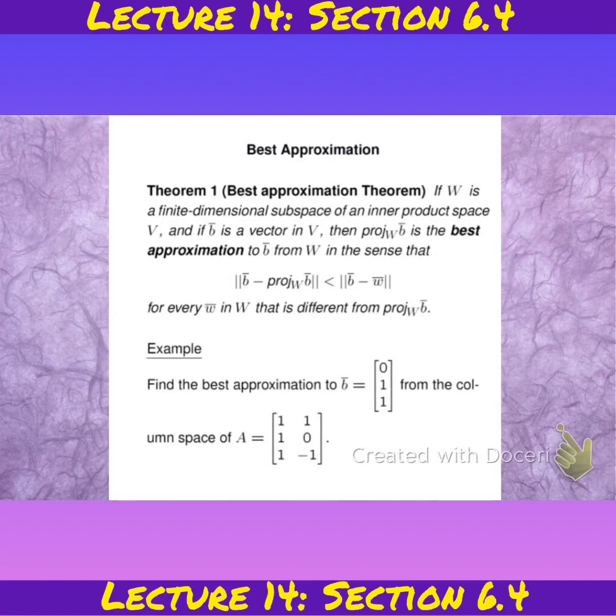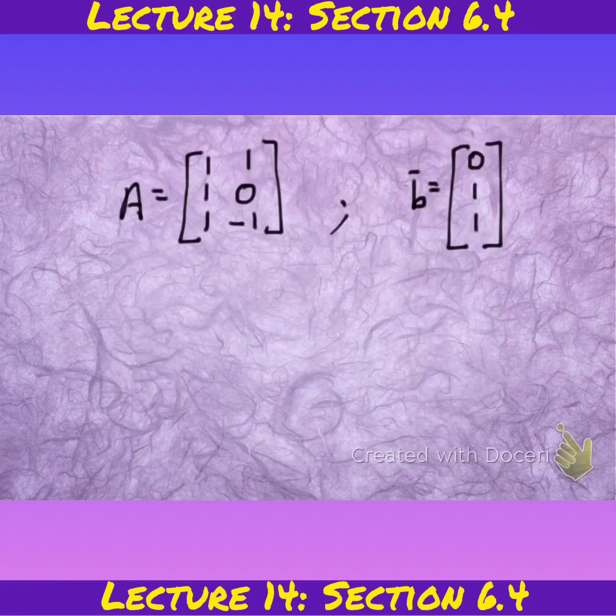Right, so looking at this example, they ask us to find the best approximation of the vector B from the column space of A. So we need to apply section 6.3 here, and we need to firstly quickly go and get a basis for the column space of A, and from there we can do the approximation. Right, so there we've got our vectors. Let's look at the column space of A.